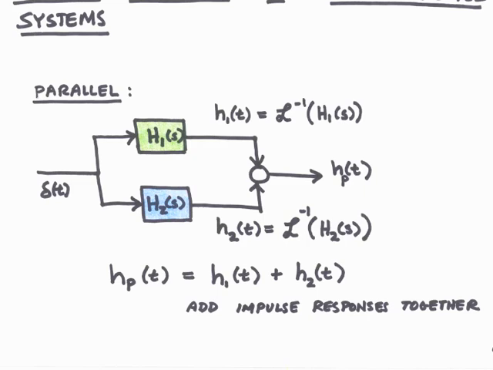These impulse responses will then be added at the summation junction to make the impulse response of the parallel system. So, if we have two systems in parallel, the impulse response of them will be the sum of the impulse responses of the individual subsystems. That is, HP of T will be equal to H1 of T plus H2 of T.